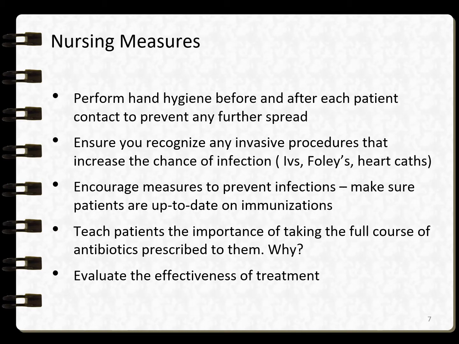Some nursing measures that you want to think about when taking care of the patient. Perform hand hygiene before and after each patient contact because we want to prevent any further spread. If you're taking care of a patient who is on contact precautions, then please, by all means, put on your gown and gloves. Do not go into that patient's room and take care of the patient, then walk out and go into another patient's room and just think it's okay to use the hand hygiene. You take everything off in that room and you do the scrub to your hands. And then when you walk out of the room, you use the hand gel again.